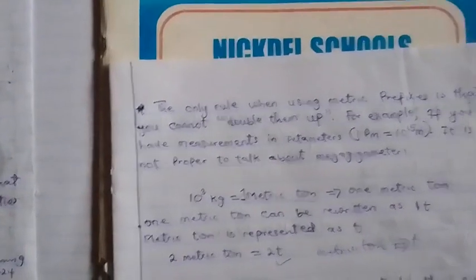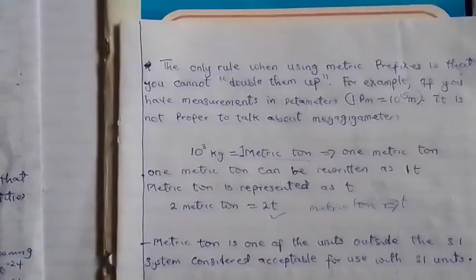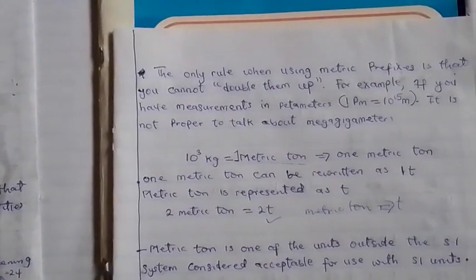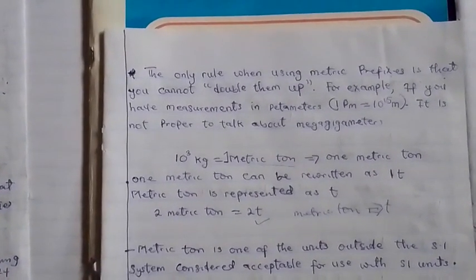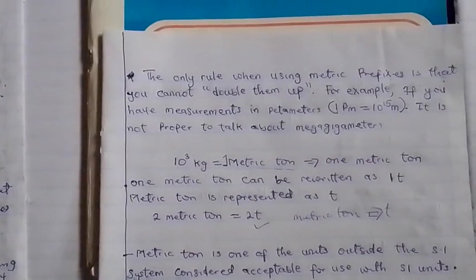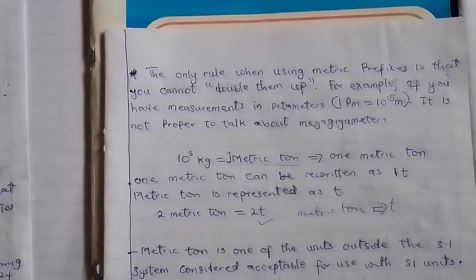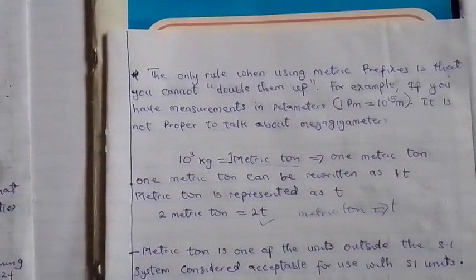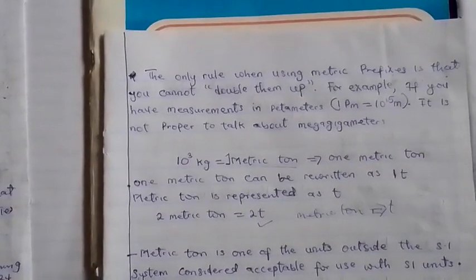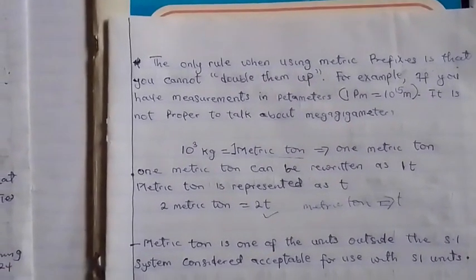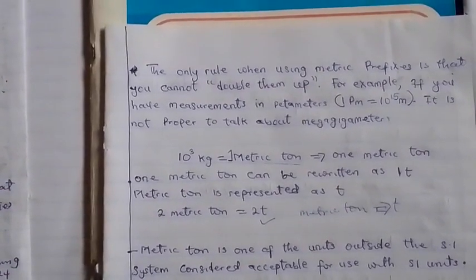Now, the only rule when using metric prefixes is that you cannot double them up. For example, if you have measurements in petameter, peta is 10 raised to power 15. So 1 petameter will be 10 raised to power 15 meter. It is not proper to talk about megagigameter.